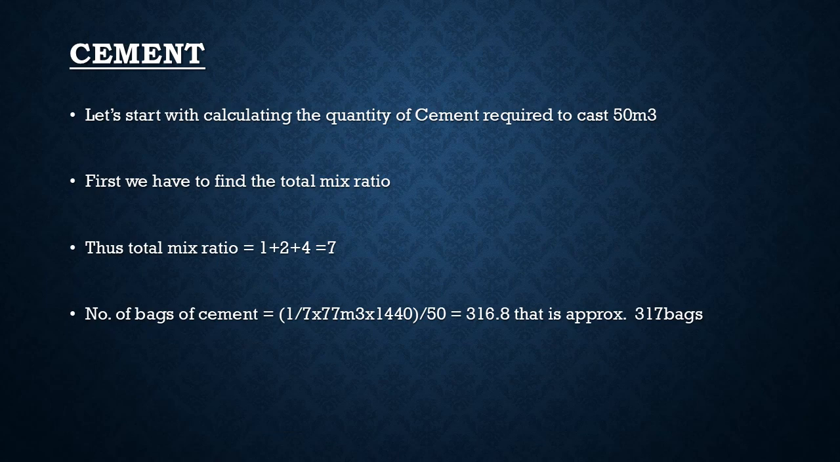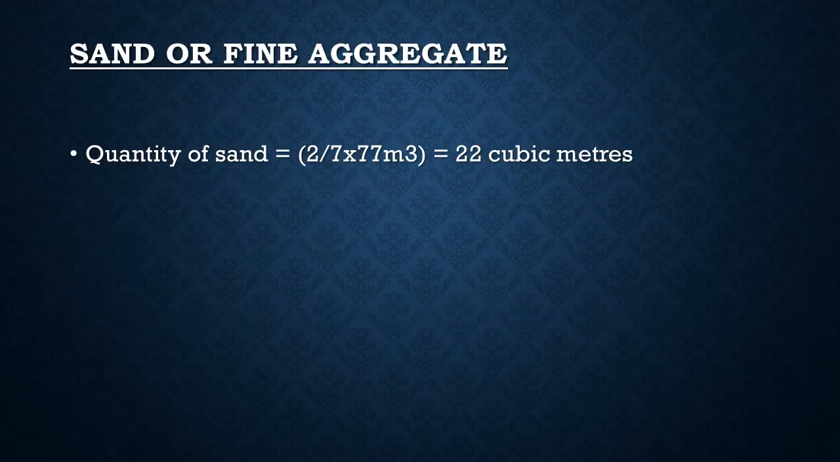This will take me to the next component, sand, or call it fine aggregate. The quantity of sand equals 2 over 7, which is the total mix ratio. You multiply that by 77 cubic meters, and that will give you a total of 22 cubic meters of sand required to cast 50 cubic meters of concrete.